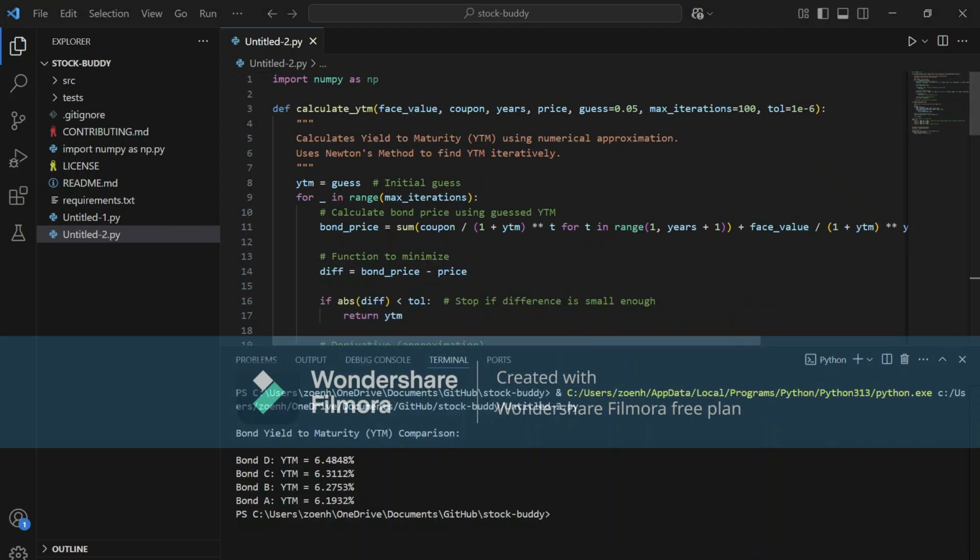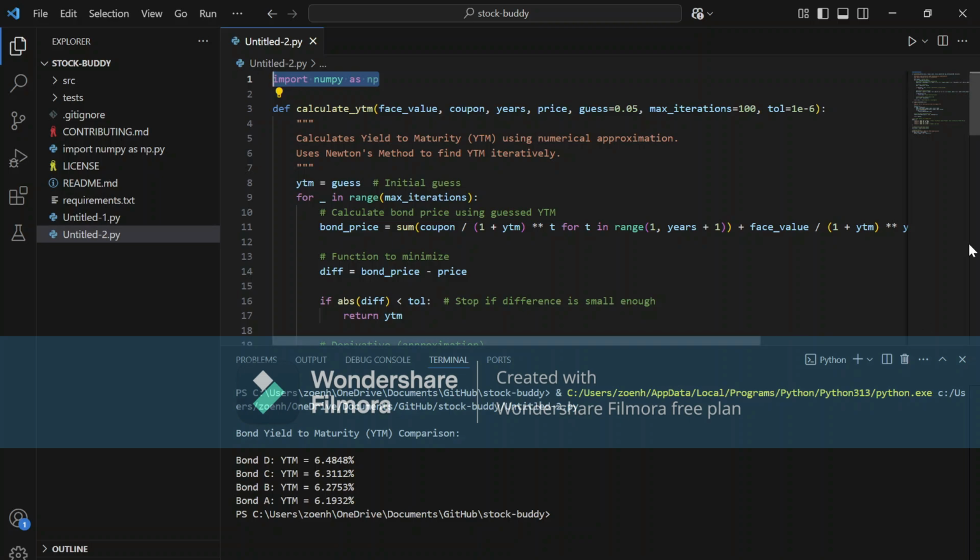All right, so for question 3, we want to create a bond calculator that stores bond details, calculates yield to maturity, and compares multiple bonds using list operations. We first want to start by importing numpy as np. This is a Python library that helps with math calculations. We can import it so that we can use functions if needed.